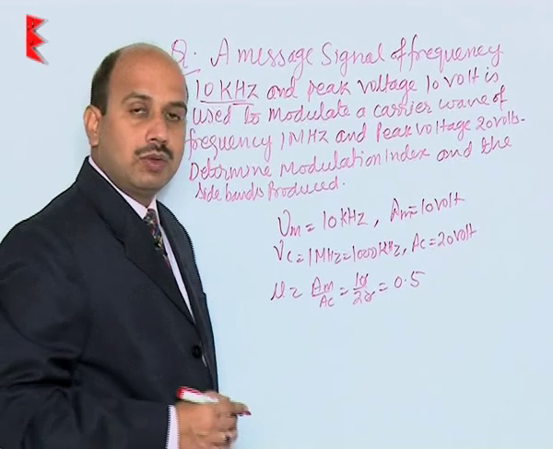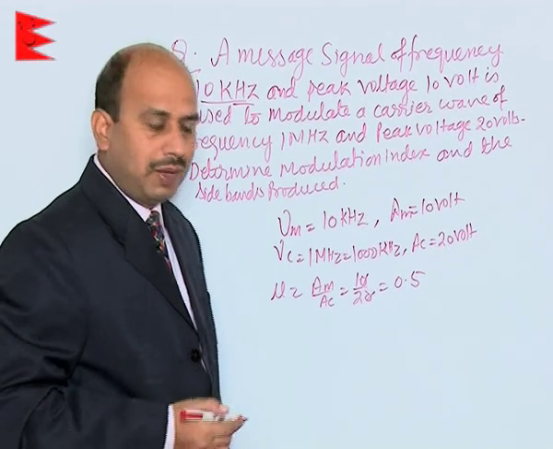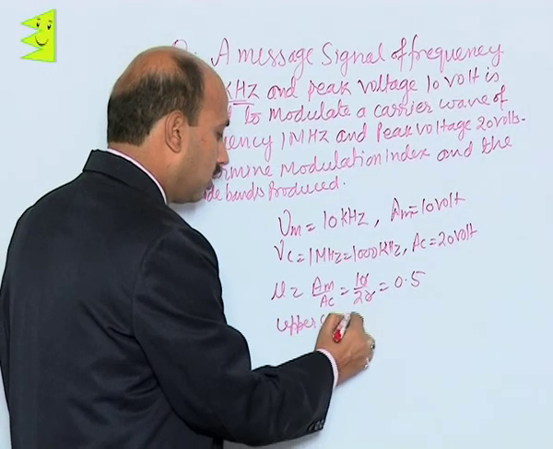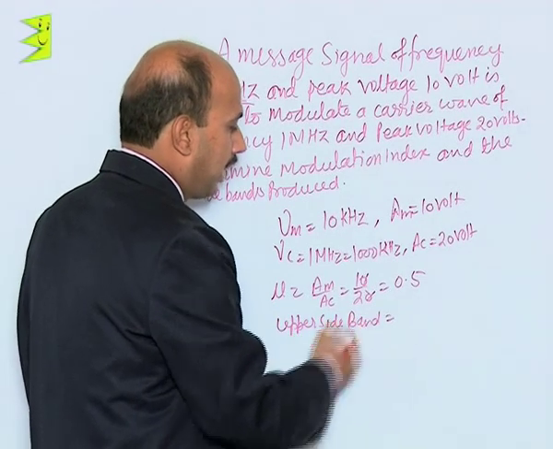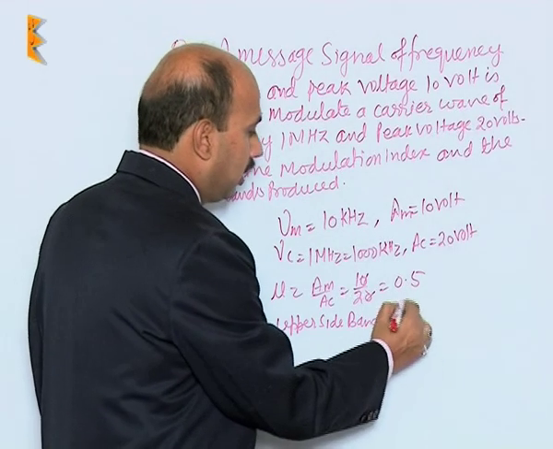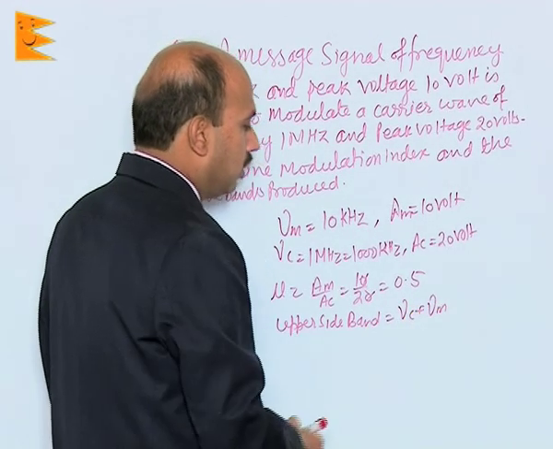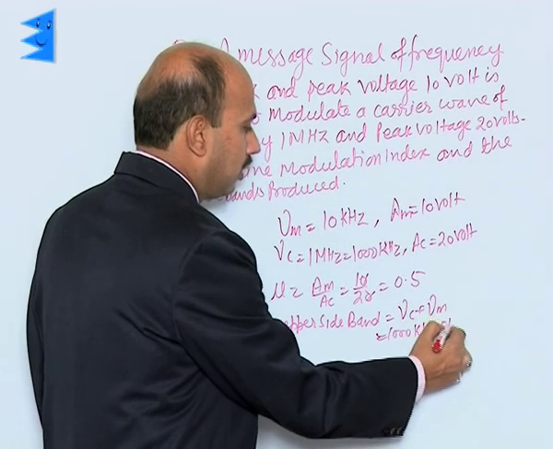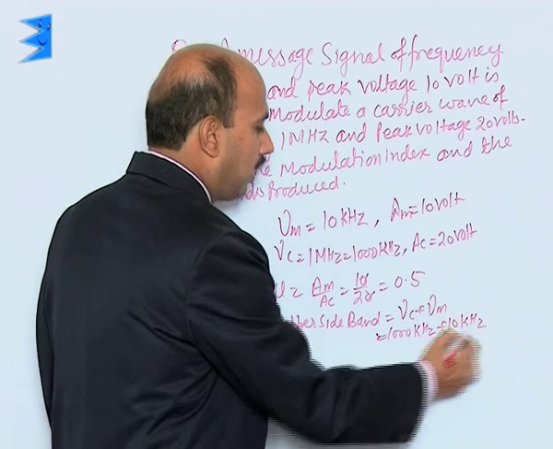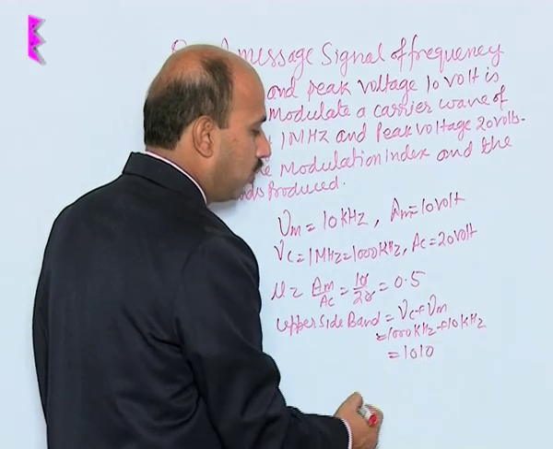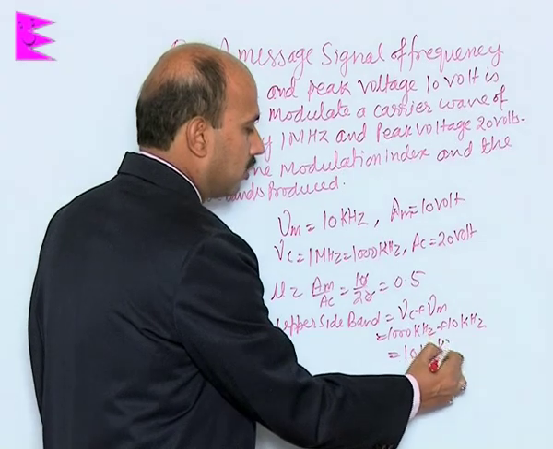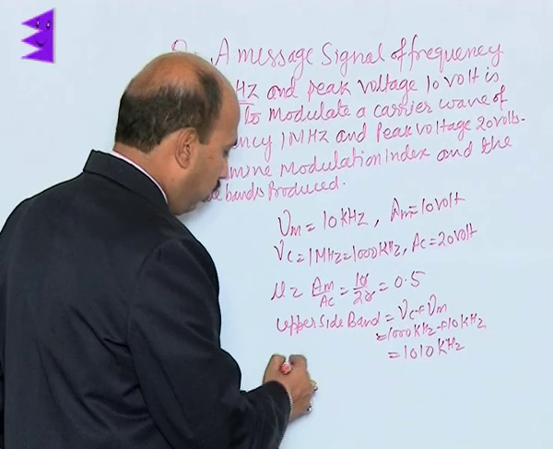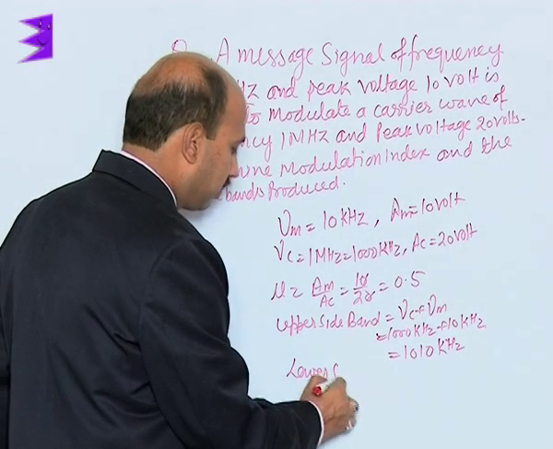Now, we have to calculate our upper side band and lower side band. So, now see, the upper side band can be written as ν_C plus ν_m. That means 1000 kilohertz plus 10 kilohertz, so that can be 1010 kilohertz.